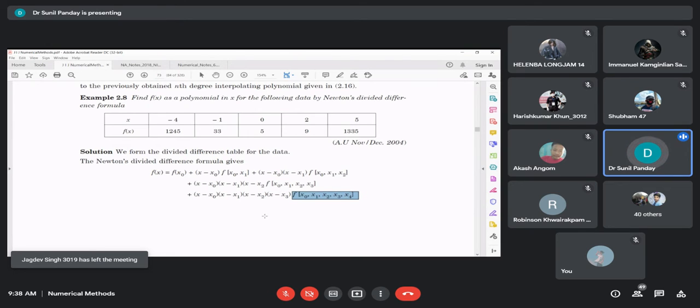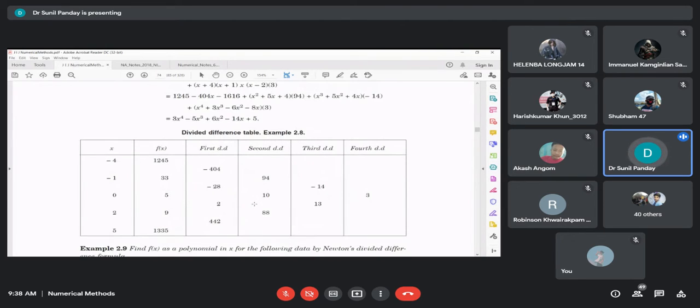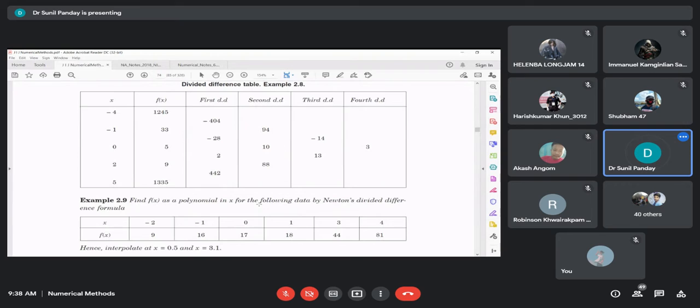So to calculate these divided differences, I construct the divided difference table. First I construct the divided difference table. So this is the x values given, and this is the f of x values given.